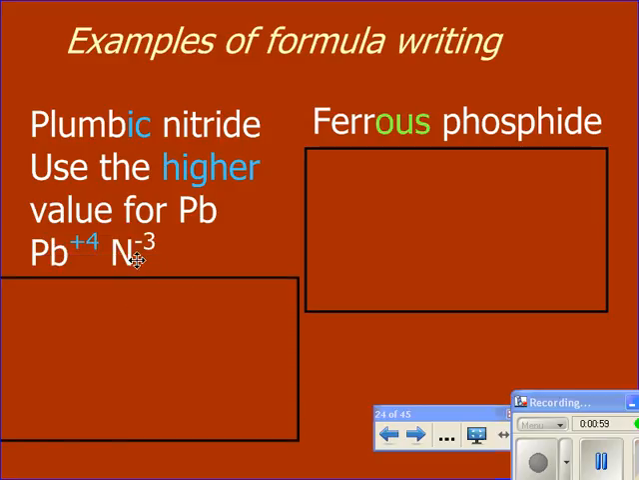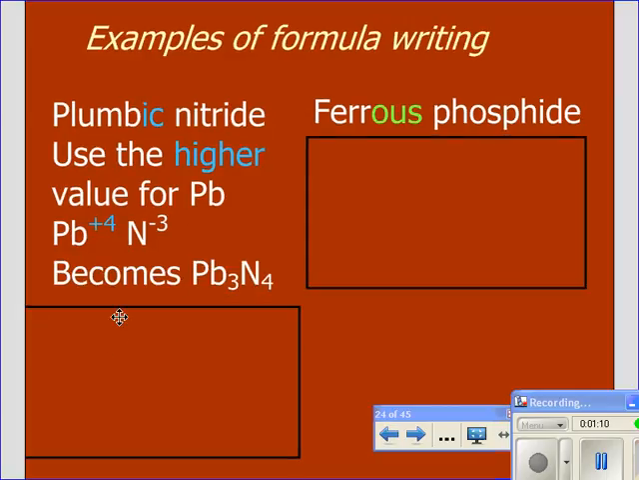We will be crisscrossing it against nitrogen, which is our nitride, and we're always using the top value for our nonmetals. In this case, it's a -3. When we crisscross them, it becomes Pb3N4.